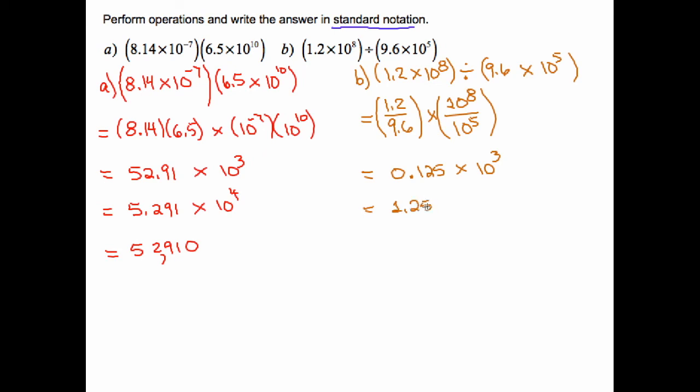I've made that number bigger. So I must compensate and make the exponent on the 10 smaller. So times 10 squared. We moved it one decimal place. Now I'll switch to my standard notation. I'll slide my decimal place 2 spaces to the right, and I have 125.